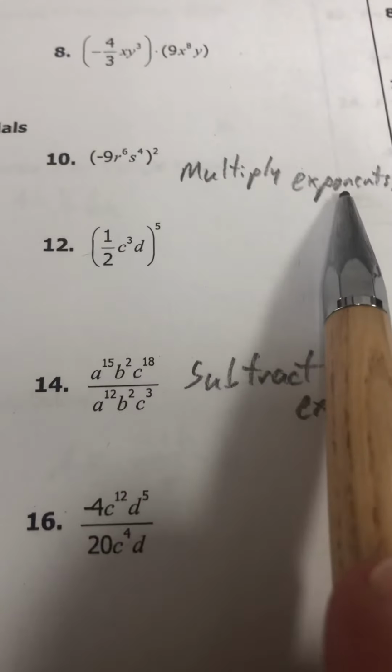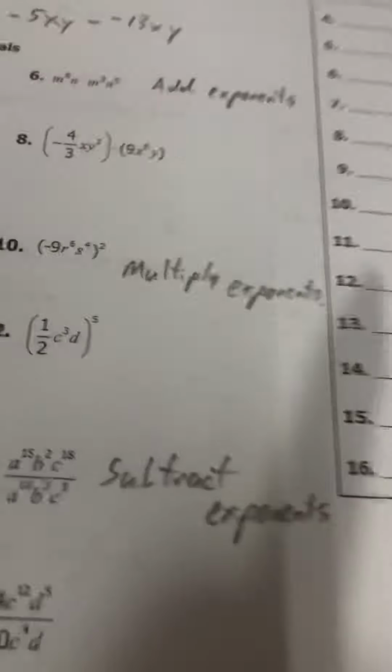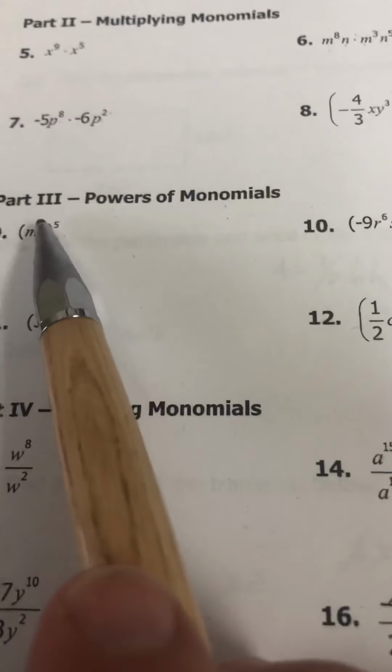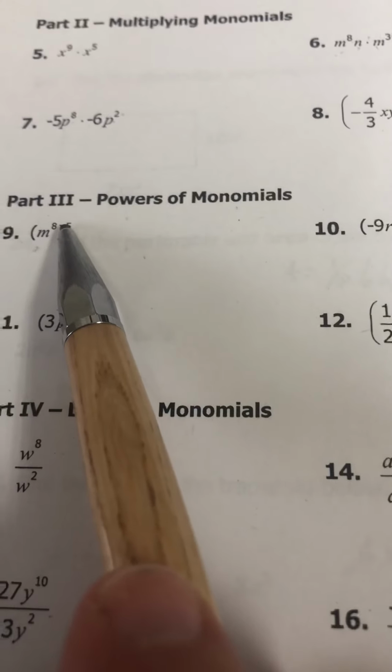Powers of monomials. This is where you multiply the exponents when it's raised to another power. So you're going to put an m over here for number 9. Put an m in your answer, blank. And then you're going to take 8 times 5, and that's going to be your new exponent.